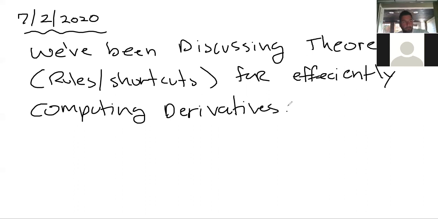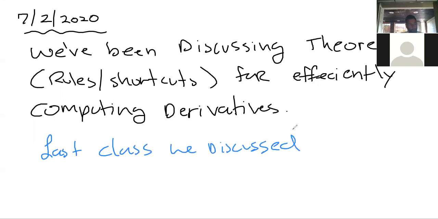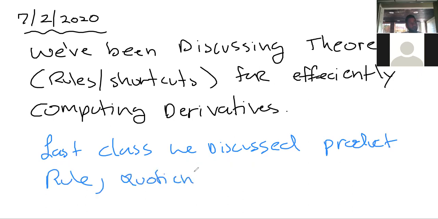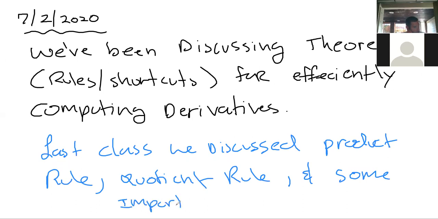So, for example, last class we discussed a few important things. We discussed the product rule, the quotient rule, and some important formulas or important identities.